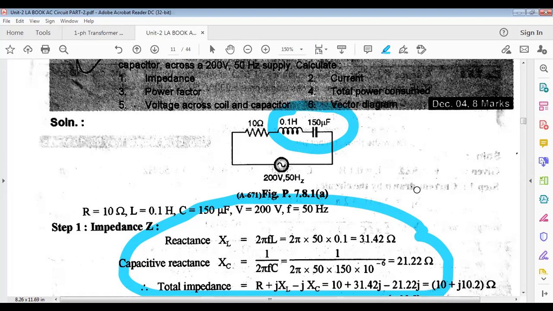It's more inductive, which means total current will lag the total voltage. Correct, current will lag. So the nature of power factor will be lagging or leading? We specify it in terms of current. If current lags, then lagging. Right. So here, as total current lags total voltage, it's a lagging power factor.